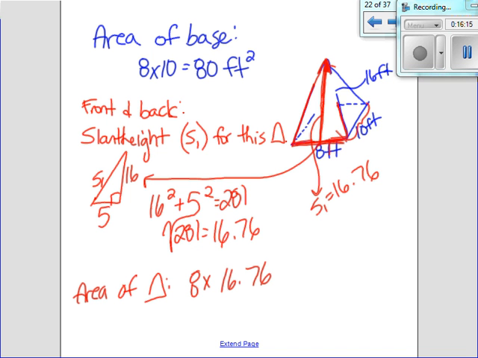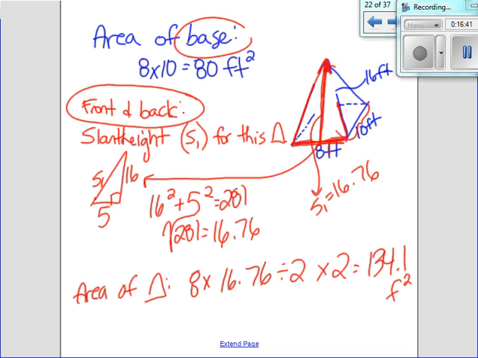This is one of my triangles. How many more do I have? 2, right? So front and back. So I'm going to divide by 2. That's part of the formula. Then I'm going to multiply by 2 because there is 2 of them. When I do that, I will end up with 134.1 feet squared. So now I found the front and back.